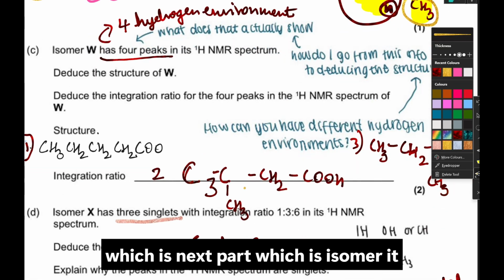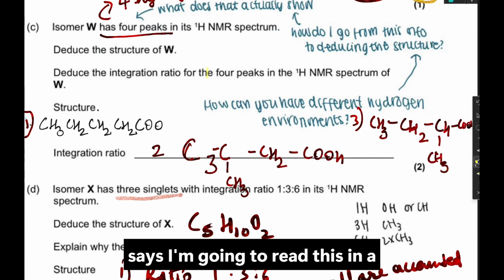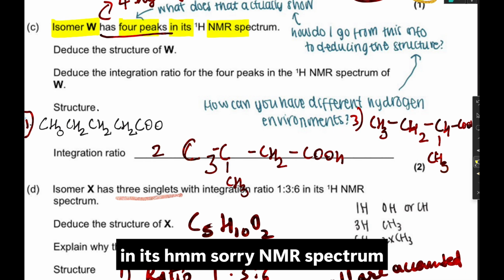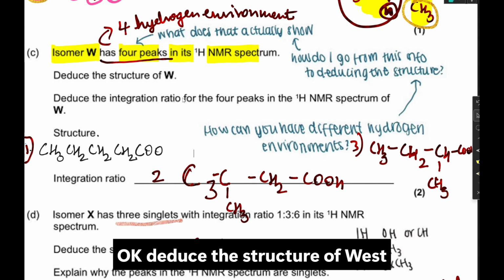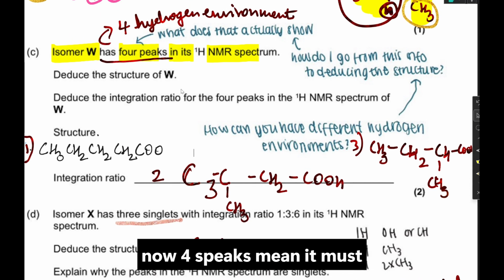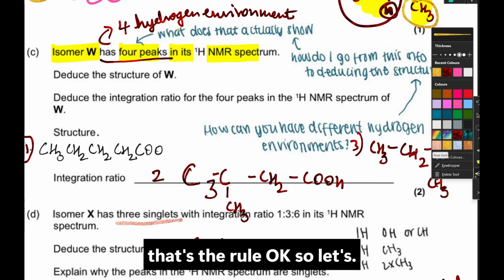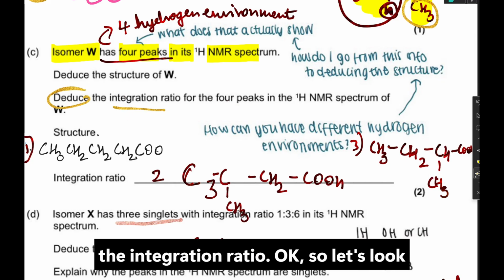Okay, which is the next part, which is isomer W. It says, I'm going to read this and highlight. Isomer W has four peaks in its NMR spectrum. Okay, deduce the structure of W. Now, four peaks mean it must have four different environments of hydrogen. That's the rule. Okay, so let's write down. They also asked you to deduce the integration ratio.